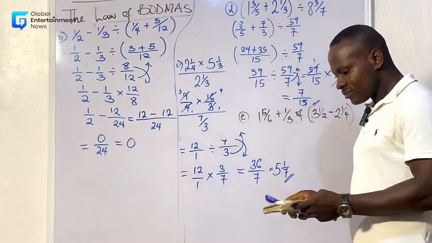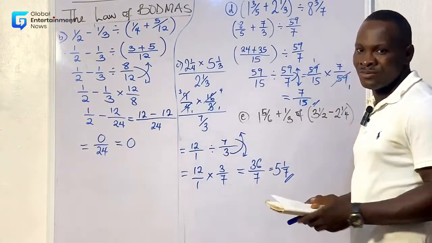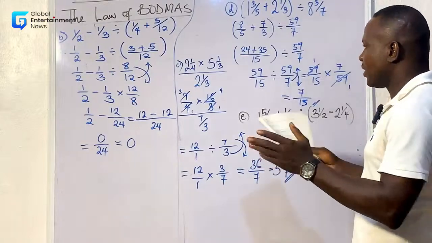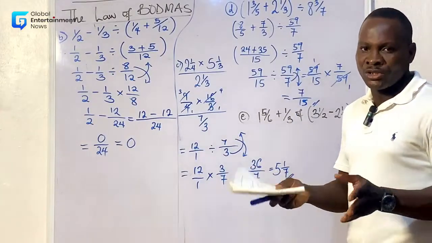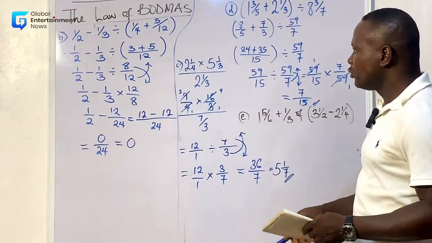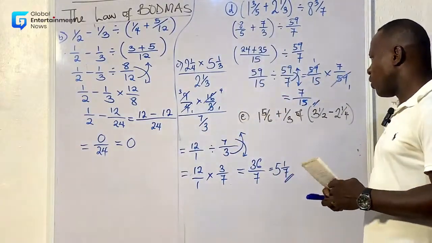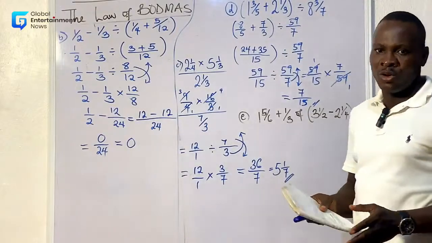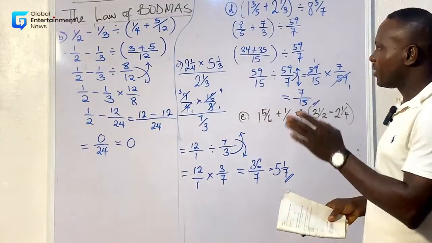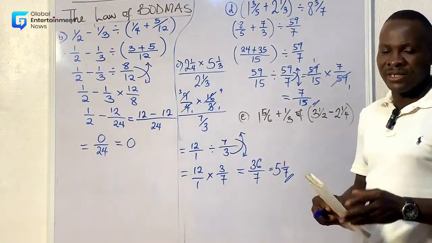Once again, anytime you want to solve a question with an expression that has two or more operations, you understand me now? You use the law of BODMAS. Use the law of BODMAS. If you don't follow the laws of BODMAS, you will not get the correct answer.